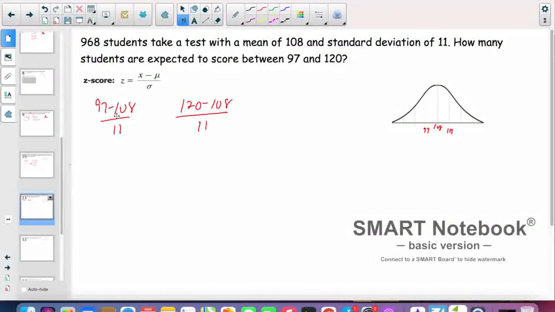So 97 minus 108 is -11 over 11, which is a z-score of -1. 120 minus 108 is 12, so we have 12 divided by 11. I'm always going to round my z-scores to 2 decimal places because that's how far the table goes. That would be 1.09, and it's 1.090909, so 1.09 for the z-score. So I'm going to look up a -1 and a positive 1.09 in the z-score table.